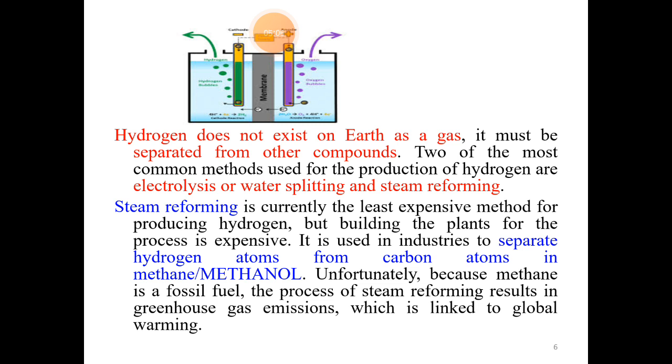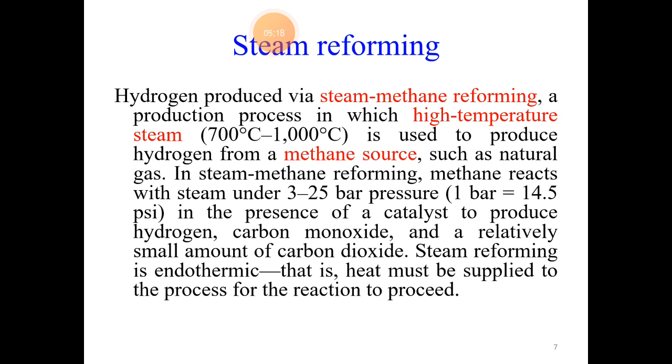Unfortunately, because methane is a fossil fuel, the process of steam reforming results in greenhouse gas emissions, which are linked to global warming. The hydrogen produced via steam methane reforming involves high temperature steam, around 700 to 1000 degrees centigrade, used to produce hydrogen from the methane source. In steam methane reforming, methane reacts with steam of that high temperature under 3 to 25 bar pressure in presence of a catalyst to produce hydrogen, carbon monoxide, and a relatively small amount of carbon dioxide too.